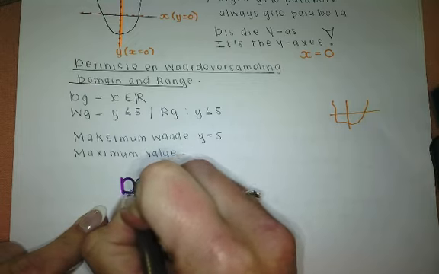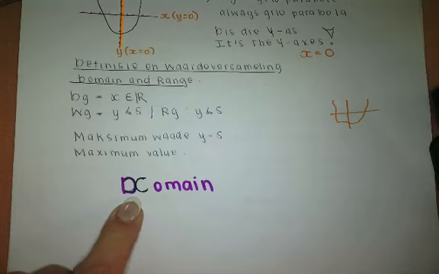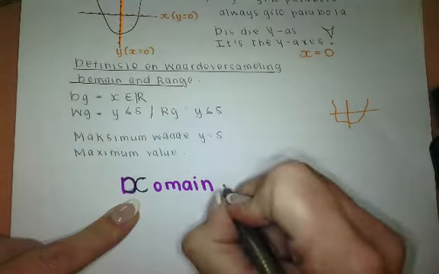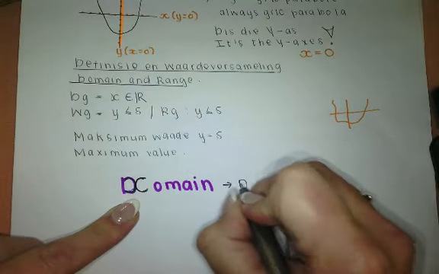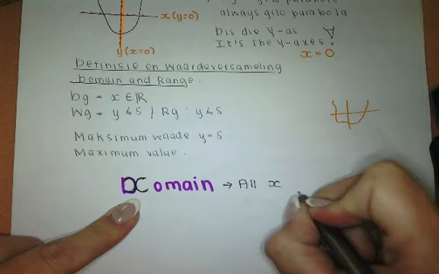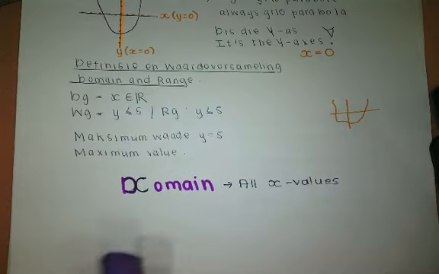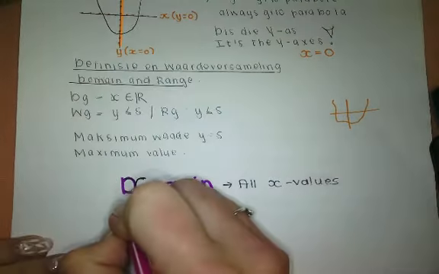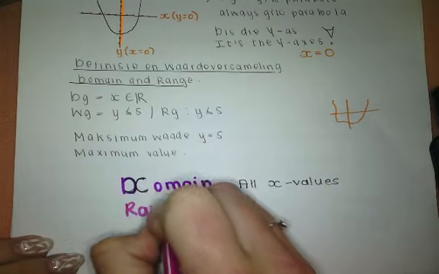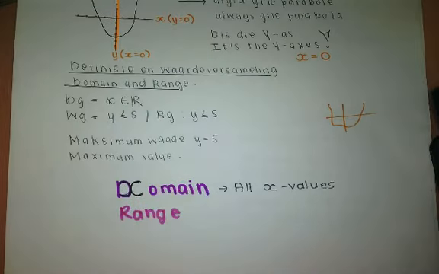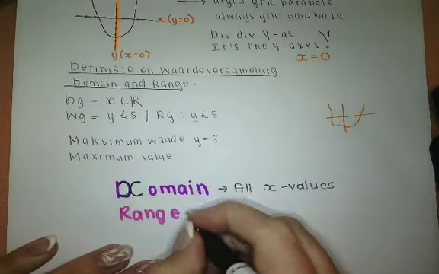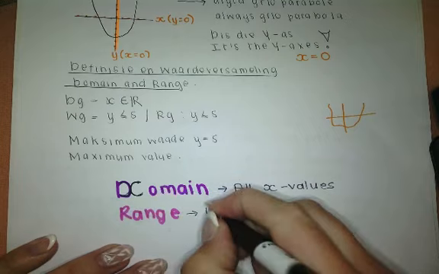Hello? Okay, so the domain is all your X values. Your range. Okay, so now obviously if domain is your X values, range is going to be your Y values. Okay, but now you say to me, man, what do you mean by that? I'll show you now.